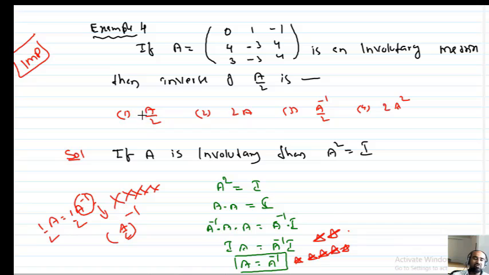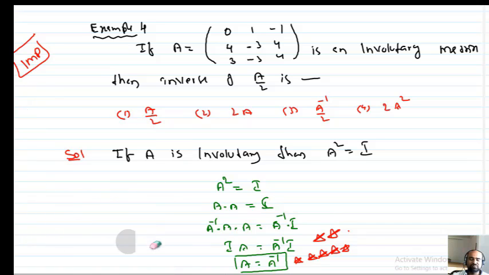So, logically, we want to find the solution for the problem. I will find it another way. See here, next page, again. A square equal to what? A square equal to I only, involutory matrix. To get A square in terms of A by 2, I will write A by 2 into 2A equal to I only. This is correct, no? Now, pre-multiplication by A by 2 inverse on either side.